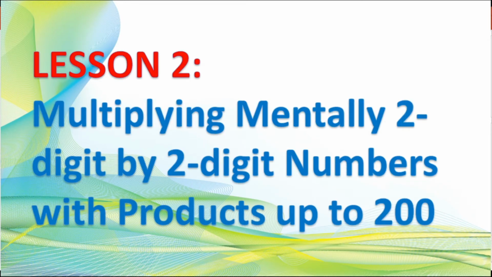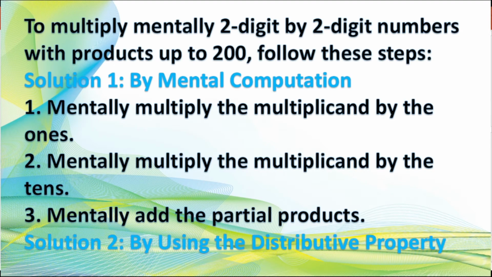Our next lesson is multiplying mentally 2-digit by 2-digit numbers with products up to 200. To multiply mentally 2-digit by 2-digit numbers with products up to 200, follow these steps. Solution 1, by mental computation. 1. Mentally multiply the multiplicand by the ones. 2. Mentally multiply the multiplicand by the tens. 3. Mentally add the partial products. Solution 2, by using the distributive property.